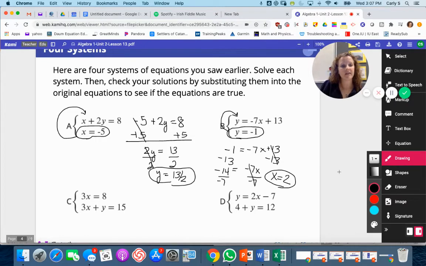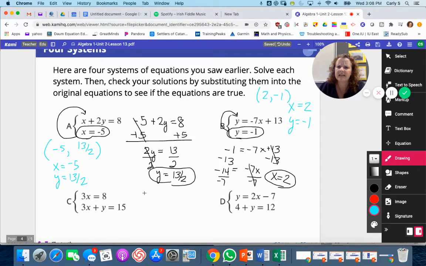I guess I'm getting so far ahead of myself. The actual solution is an ordered pair, negative 5, comma, 13 over 2. Or you can say x equals negative 5, y equals 13 over 2. Here we have the ordered pair 2 comma negative 1, or you can say, well, we're going to start with x because it's first in the alphabet. X equals 2, y equals negative 1.